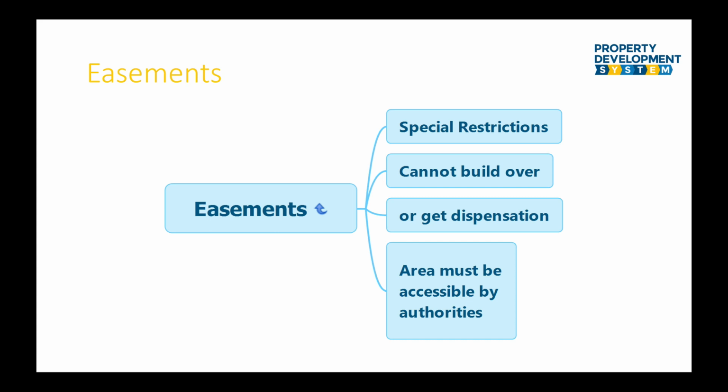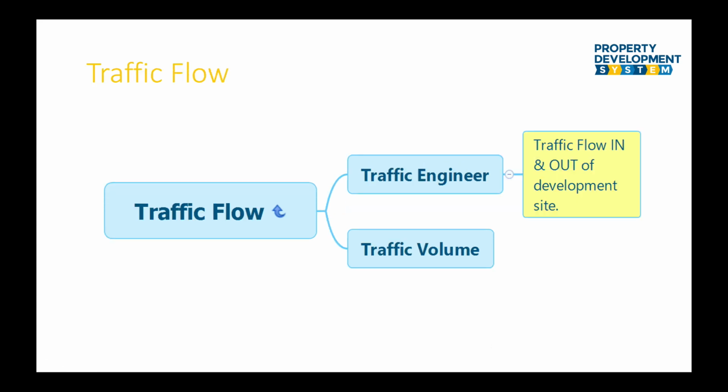And they won't let you actually put a habitable structure on it, so they won't let you build over it. You can get a build over easement permit, but in very rare circumstances, because that area must be accessible by the authorities. When you look at the site, you've got all these things that I'm discussing here. I've discussed that in some detail in another video that I'm going to put on the Facebook page tomorrow.